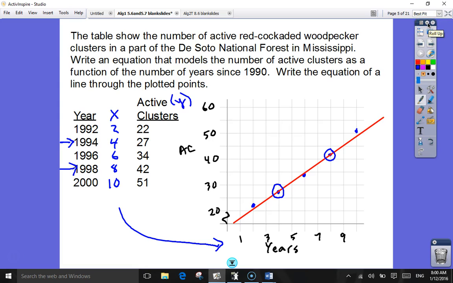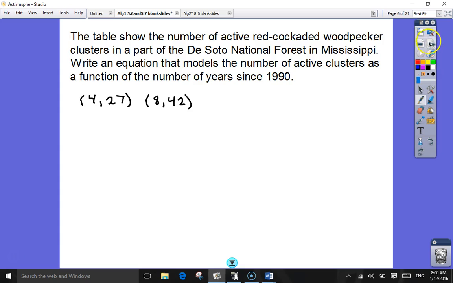Using those 2 points, I think I have this on the next slide. 427 and 842, let's make our line. If you have 2 points, first step to make a line, find the slope. This one, the slope is 842 minus 427 divided by 8 minus 4, which is 15 over 4.